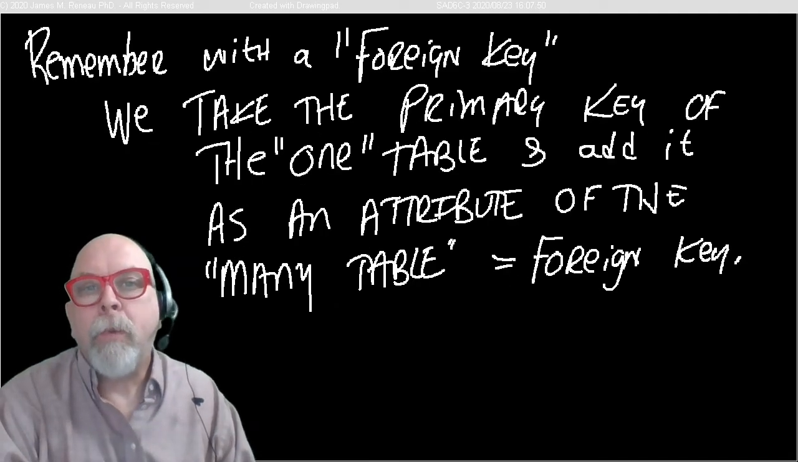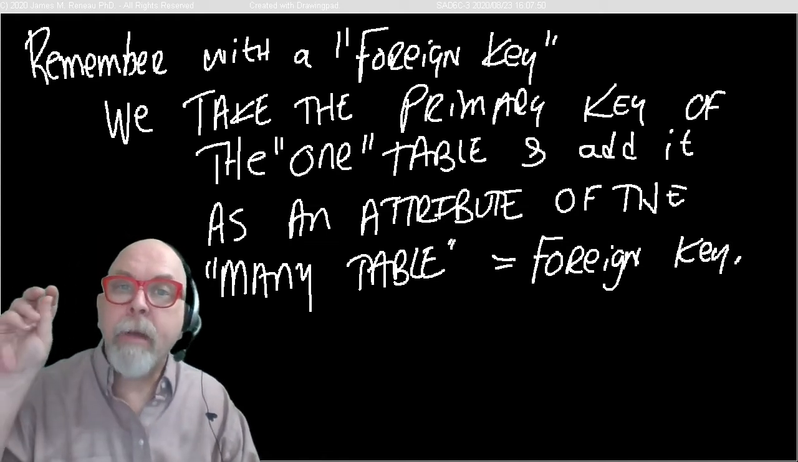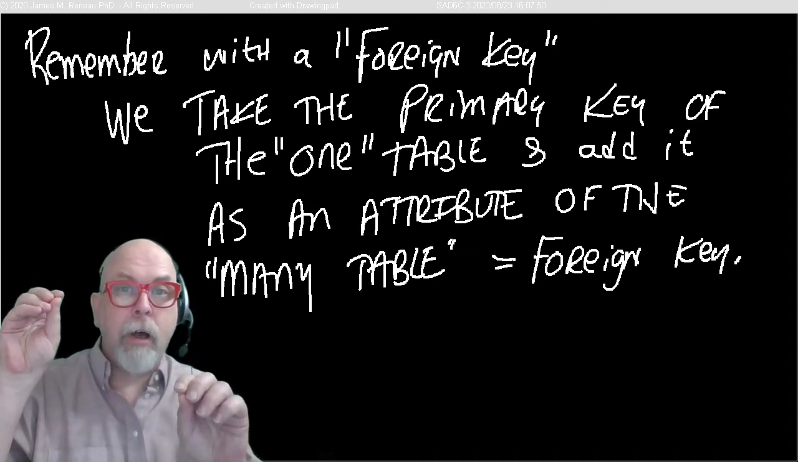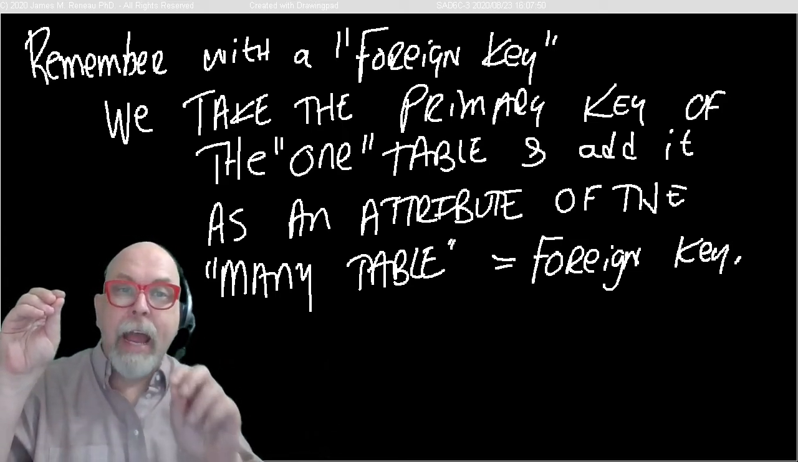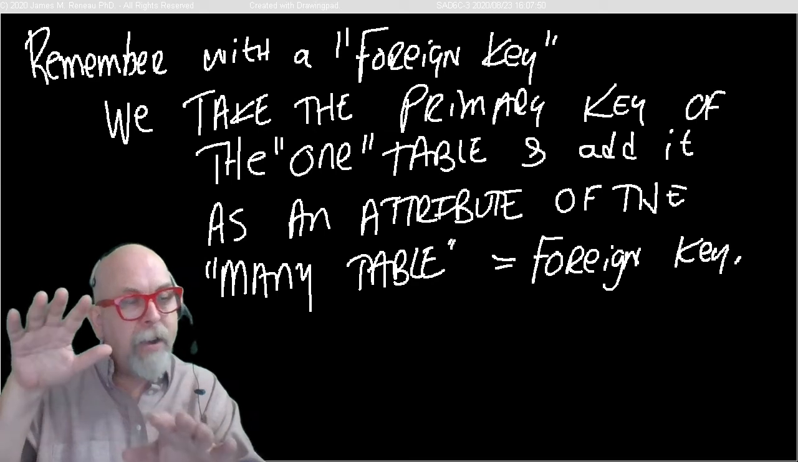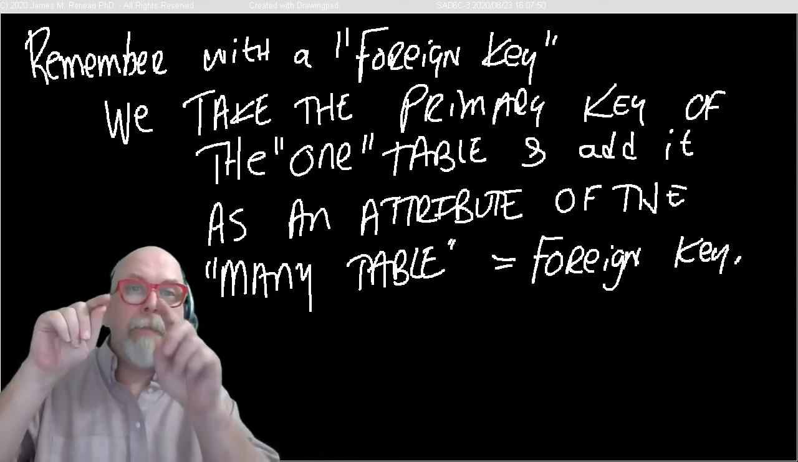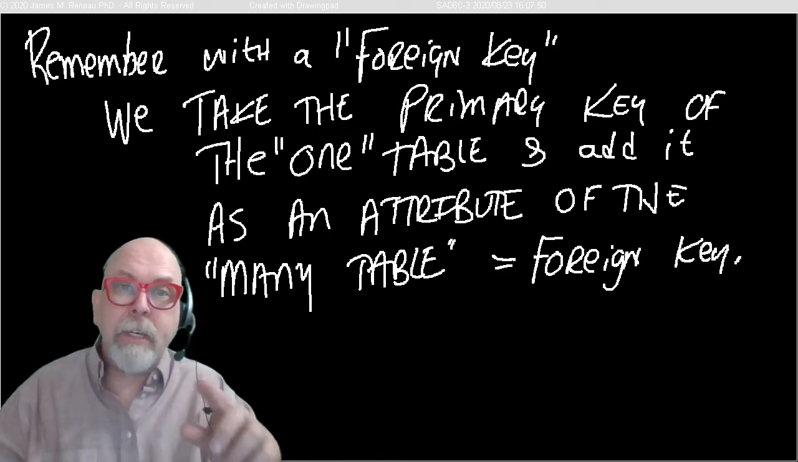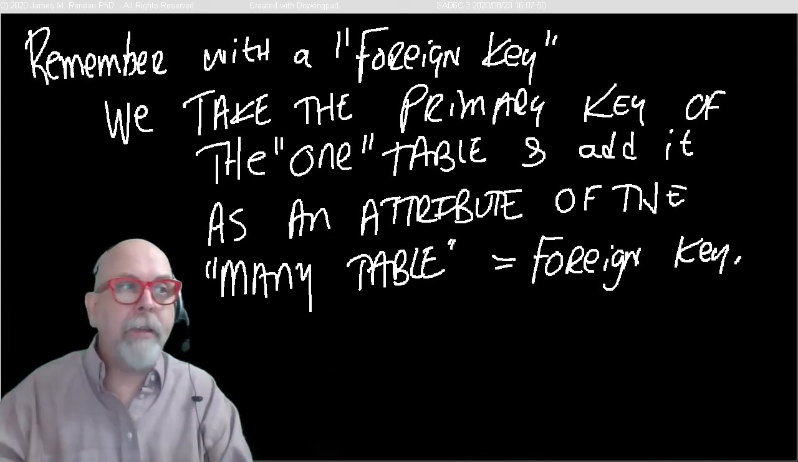I'd like to talk a little bit more about foreign keys, though. A foreign key is where we take the primary key of the one table and place it as an attribute on the many table. So the primary key of the one table is an attribute on the many table and contains the same information. Now, they might have different names on the two different tables, but they still will be what creates the relationship. The foreign key on the many table points us back to the primary key of the one table to get the information that we need to bring those two tables together.